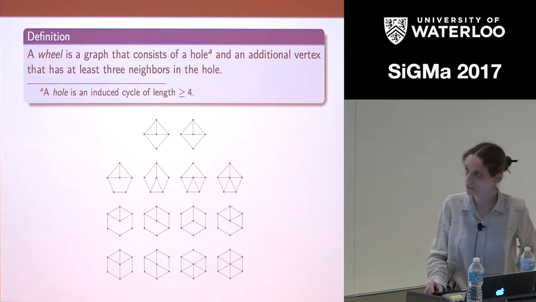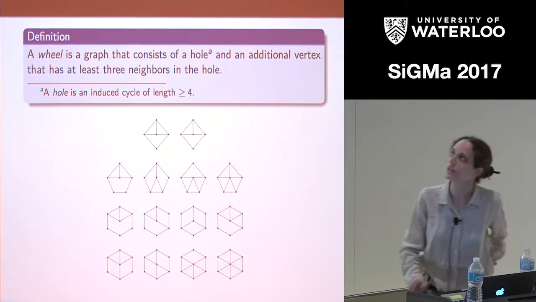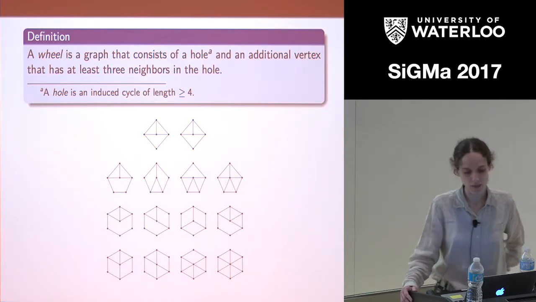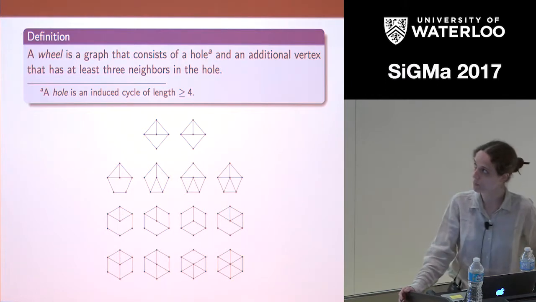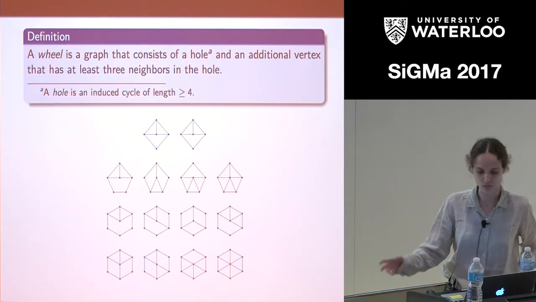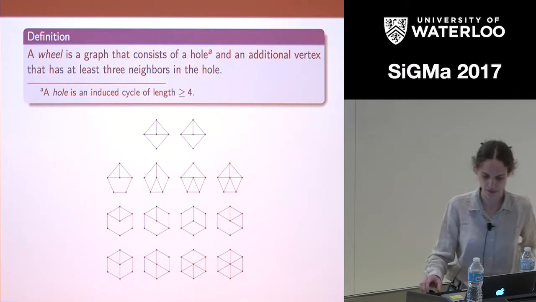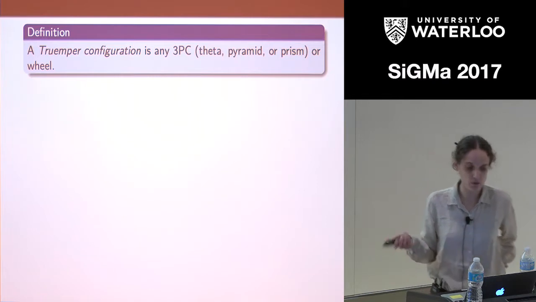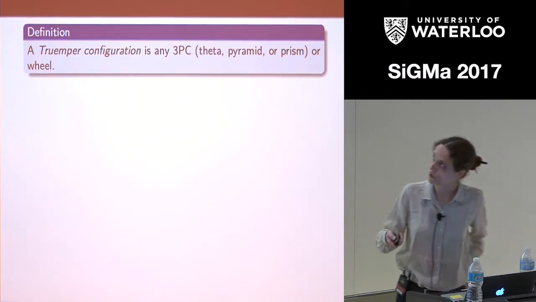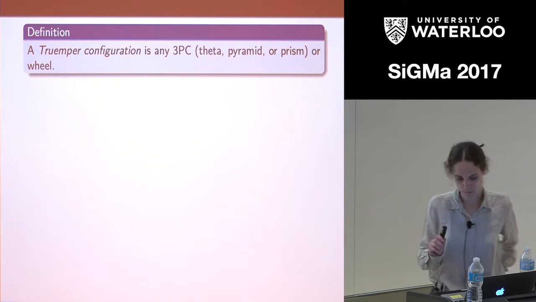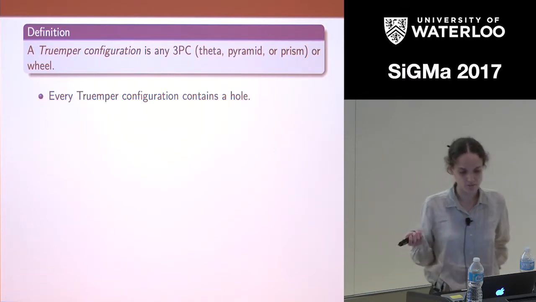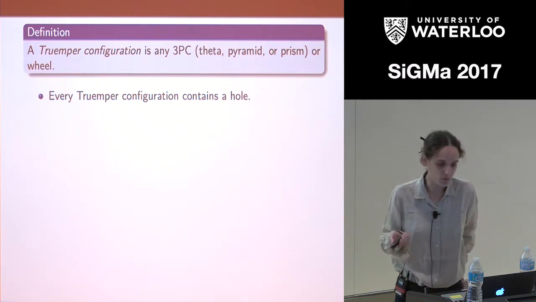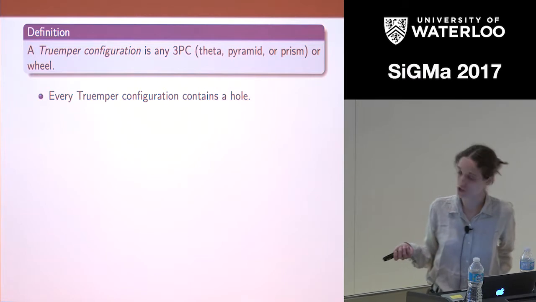And then there's this other type of trumper configuration, namely a wheel. So a wheel is a graph that consists of a hole plus an additional vertex that has at least 3 neighbors in the hole. And I have drawn some small wheels in the picture. Okay, so as I already said, a trumper configuration is any 3PC, three-path configuration, or a wheel. So a couple of remarks. Every trumper configuration contains a hole. I explained this for 3PCs. And as for wheels, that's just a part of the definition of a wheel.